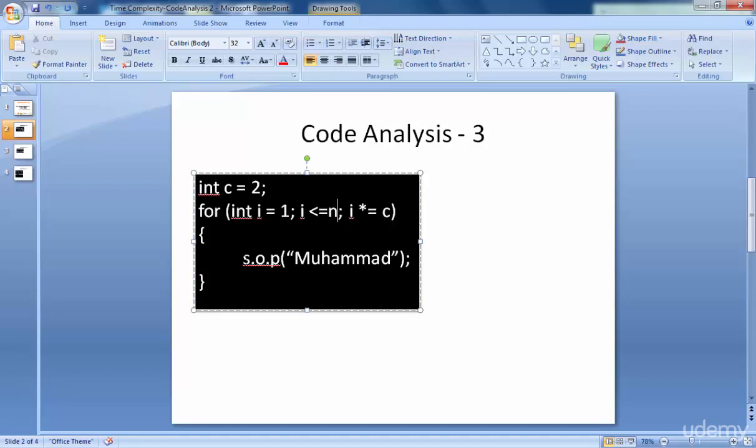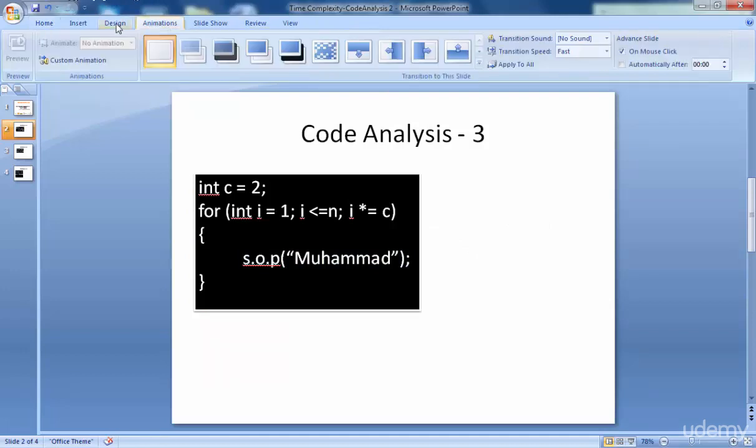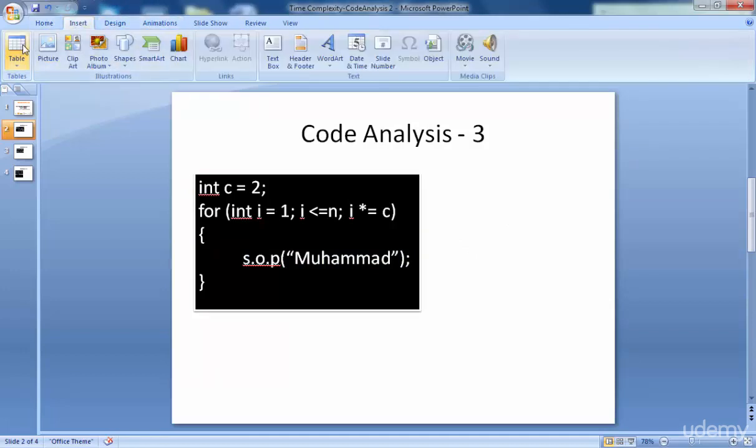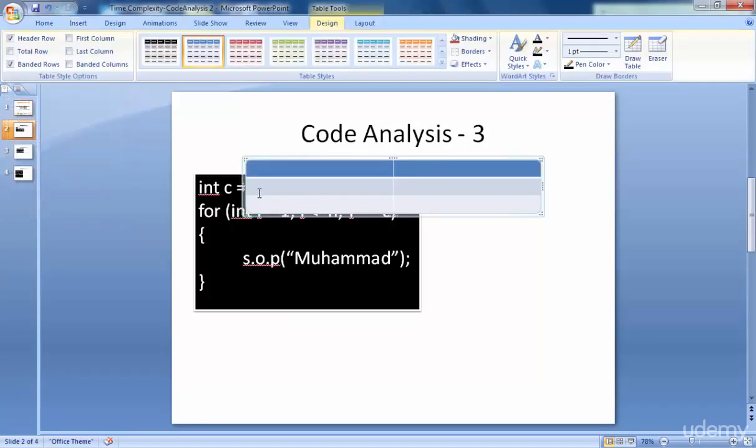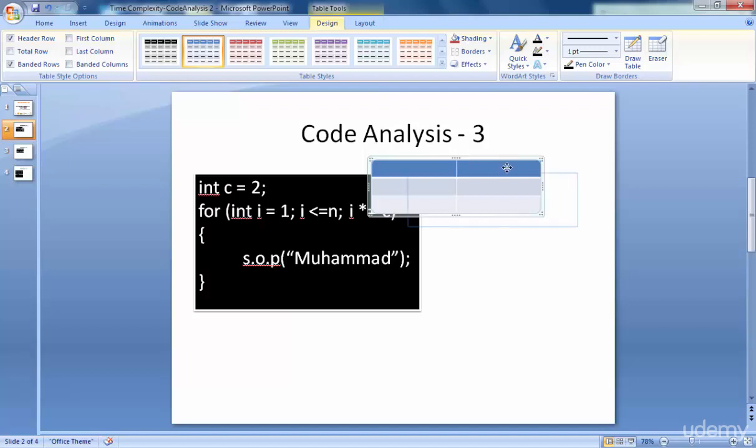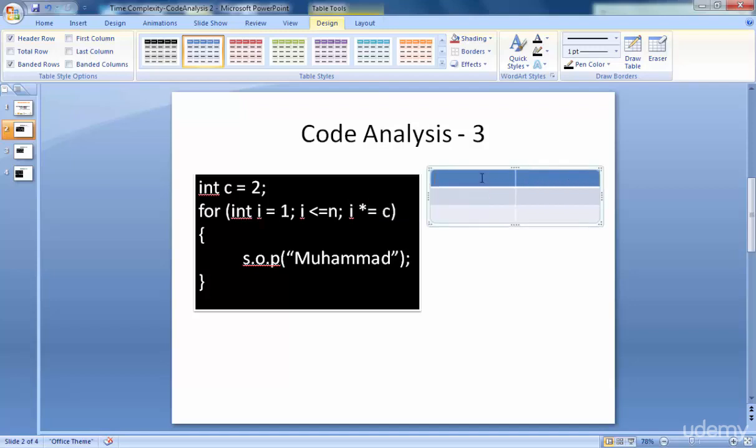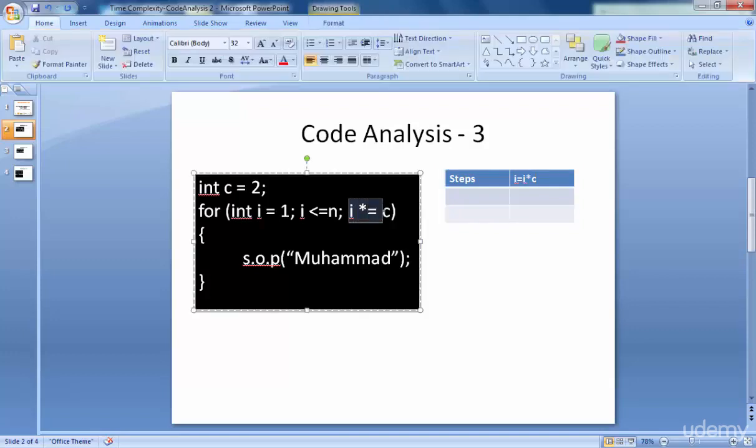So the question is, how many times will this statement, the name Muhammad, be printed? So let's see how the code will work. Let me take help from a table. Okay, here we have a table, and let's say here are steps, and here is I equals I multiplied by c, right? So this statement is equivalent to this one here, right?